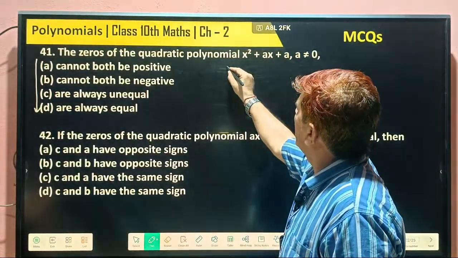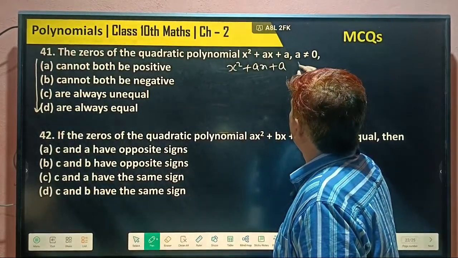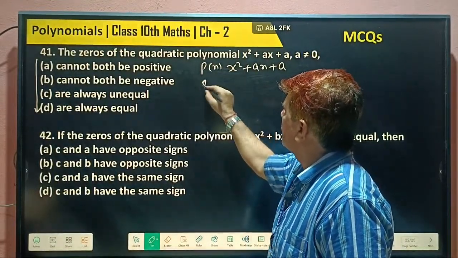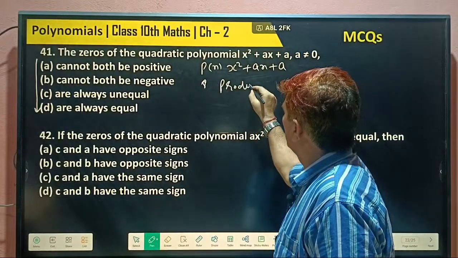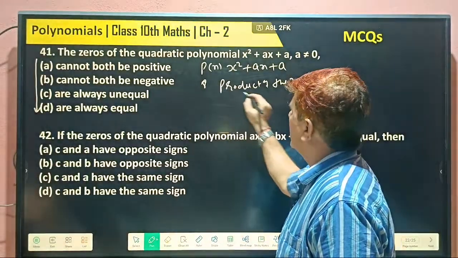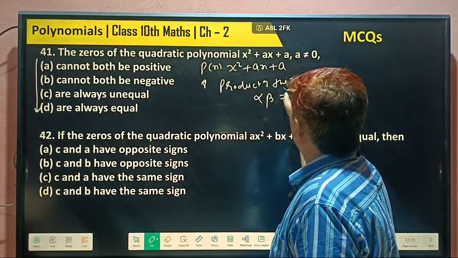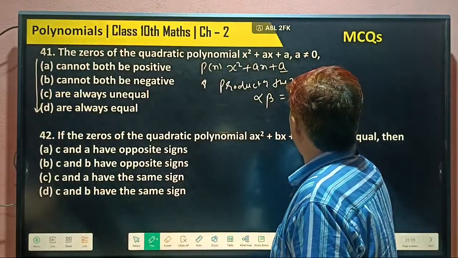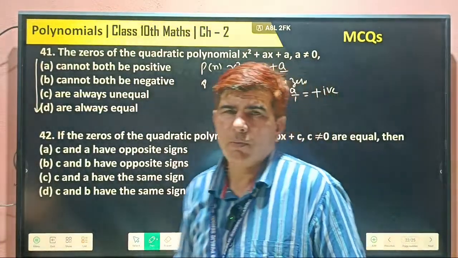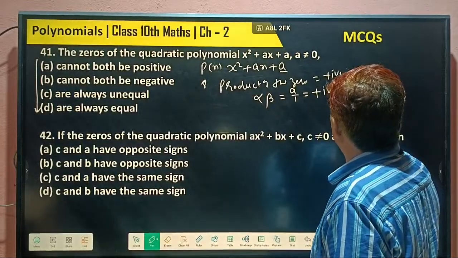This is a polynomial, x square plus ax plus a. Which polynomial? P(x). What's the product of the zeros? We can say alpha and beta are its zeros, so alpha beta is equal to c by a. C is what? a by 1. We can say it is positive. The product of the zeros, alpha beta, is positive. So what's its meaning?